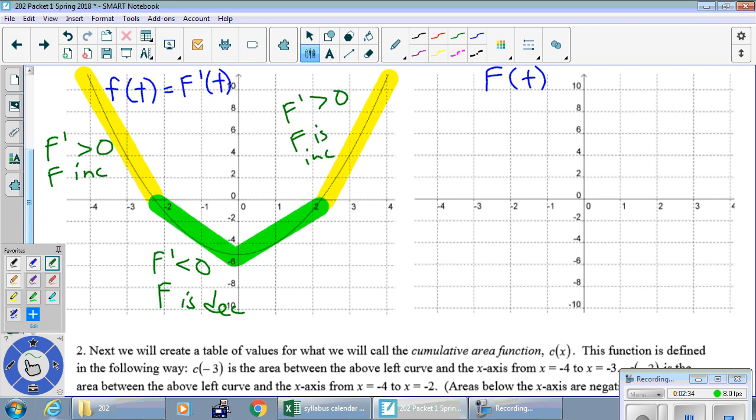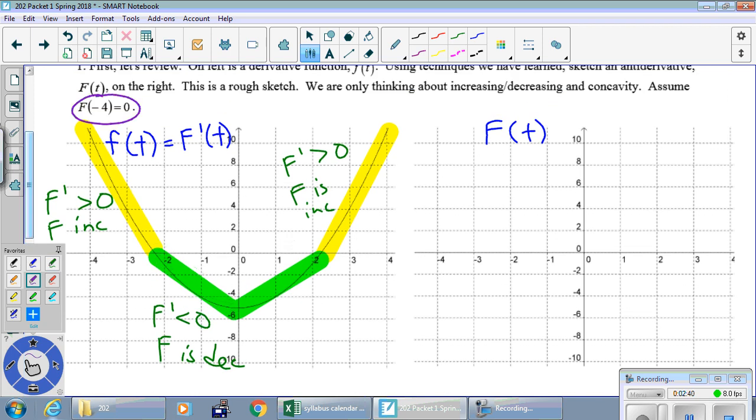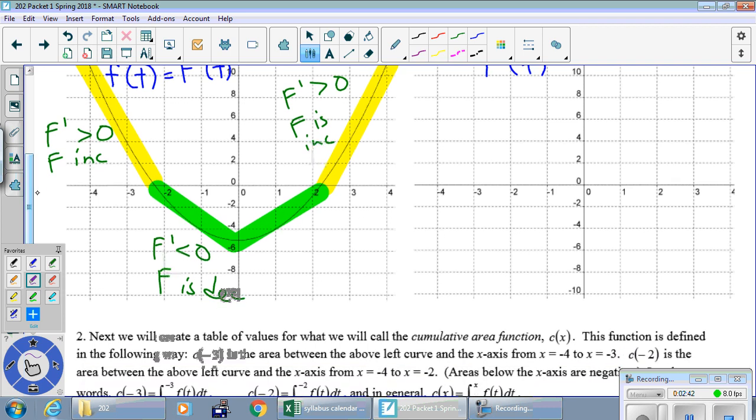Let's go ahead and draw a very rough sketch on the right-hand graph. In this problem, we're told to assume that capital F of -4 is 0. So that's going to give us a starting point. F of -4 is 0 is that point right there. And then we're going to draw something which is increasing until we get to around -2.2, decreasing until we get to around +2.2, and then increasing the rest of the way.